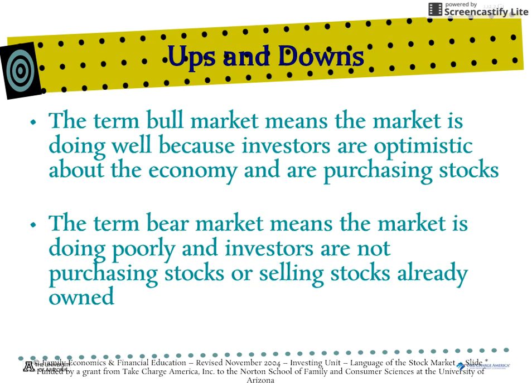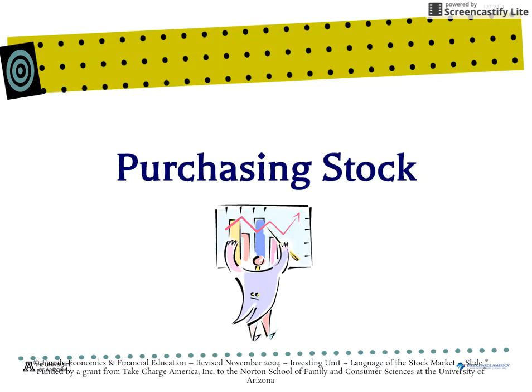So when there are ups and downs, we use two terms to describe the market. First is a bull market, and the bull market means that the market is doing well because investors are optimistic about the economy and are purchasing stock. The bear market means the market is doing poorly. Investors are selling stock that's already owned. So bull, good, bear, bad.